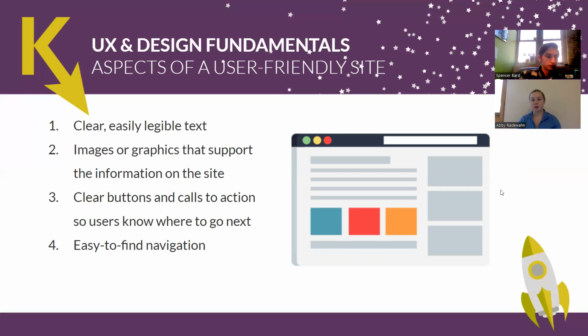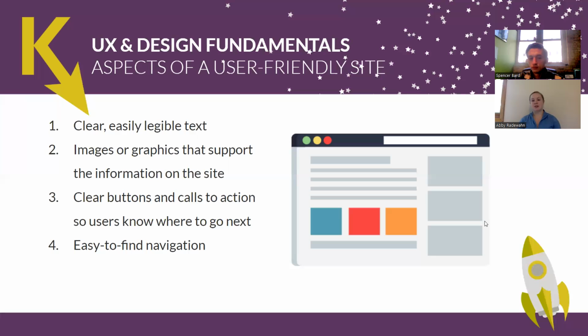Second, images or graphics that support the information on the site. Of course, we want a really visually attractive website, but we also want to make sure that whatever visual media we're using really supports the information we already have in text form, and it's the information that users are coming for. Third, clear buttons and calls to action so that users know where to go next. Spencer touched on this a little bit, but we want to make sure that when users see a button, they know where it's going and that they see the button in the first place. They should really stand out compared to the rest of the design.